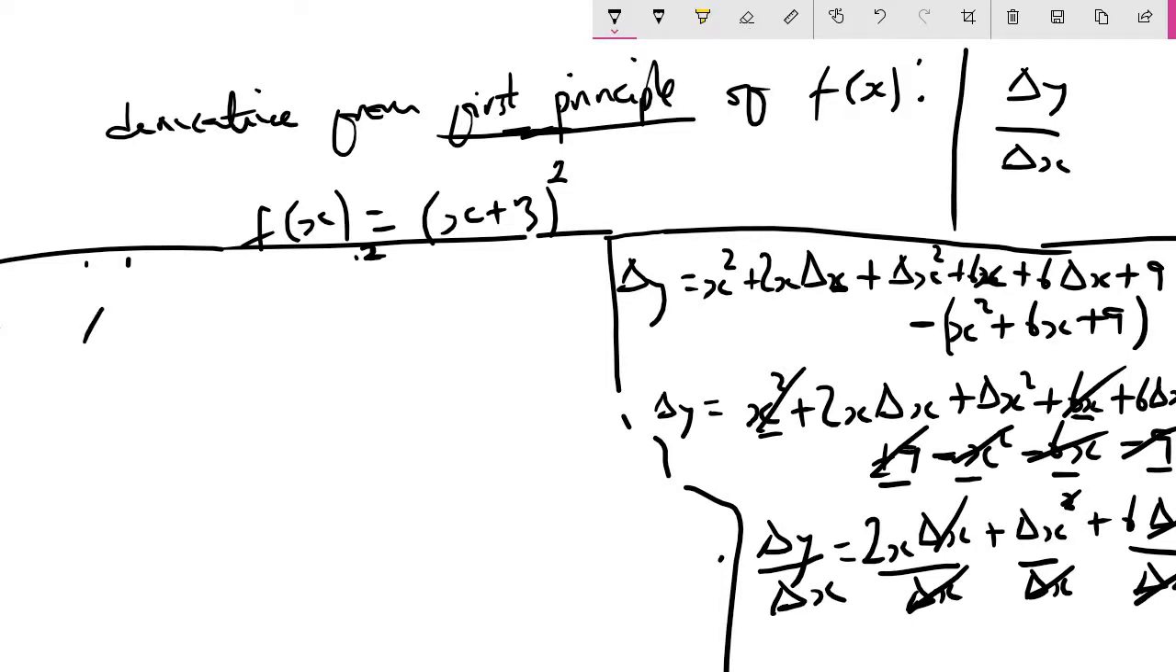So what we have left is changing y divided by changing x is equal to 2x plus changing x plus 6. Now, at this point, this is basically how the slope changes. But then we want to apply the idea of limits. Why do we apply limits, and things of that sort?